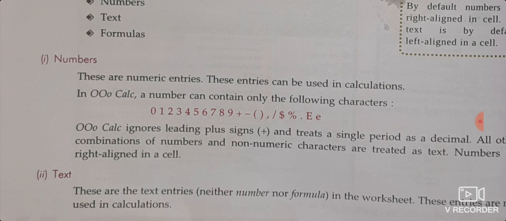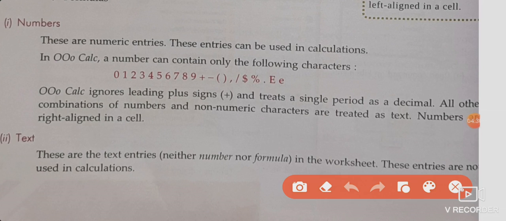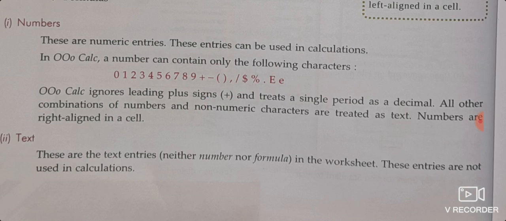Then comma, then slash, dollar, percentage, and exponent. What is this exponent? E is exponent. Suppose you have to write x to the power 2, so it is an exponent. Now text means there are text entries. They are neither formulas nor numbers, and these entries are not used in calculations.